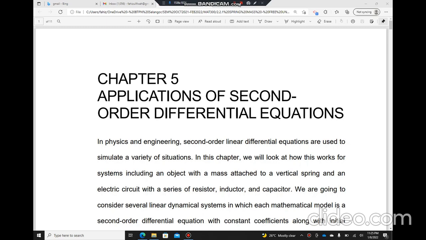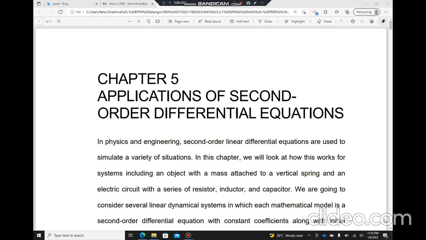Okay, so we continue with chapter 5, applications of second order differential equations. Okay, so sebelum ni kita dah tengok untuk chapter 4. Chapter 4 is second order differential equations. So sekarang ni kita akan tengok apa yang kita dah belajar dalam chapter 4. So kita akan apply dalam problem untuk chapter 5.